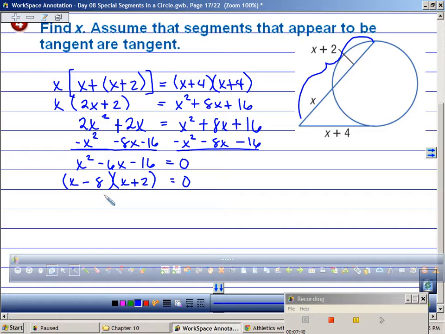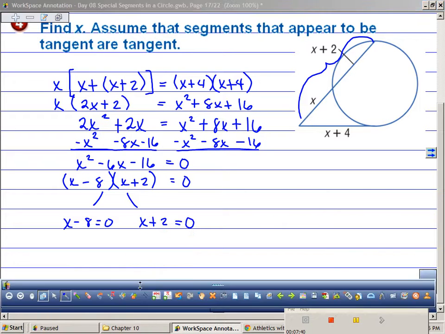So I now need to split these two up and say x minus 8 equals 0, or x plus 2 equals 0. This would be x equals 8. This would be x equals negative 2. Which one works? Not both.